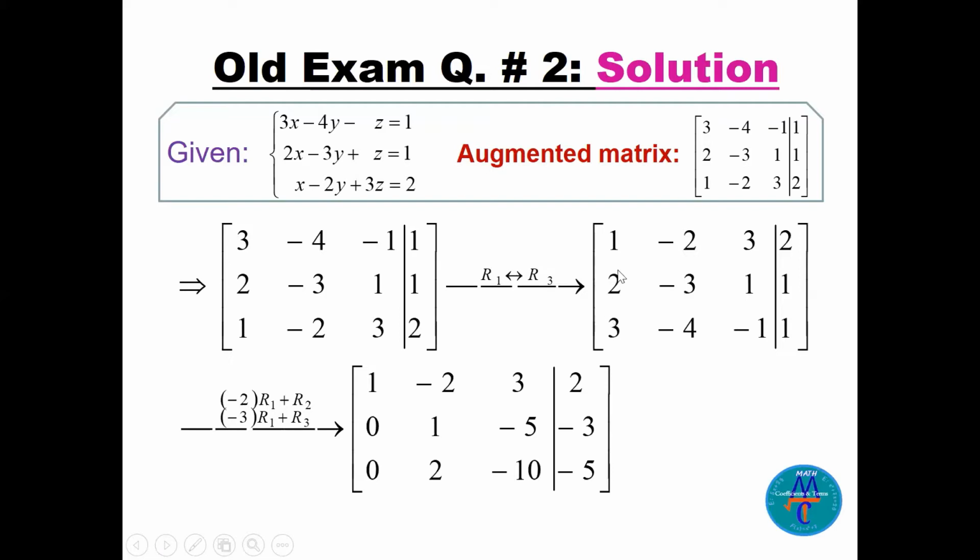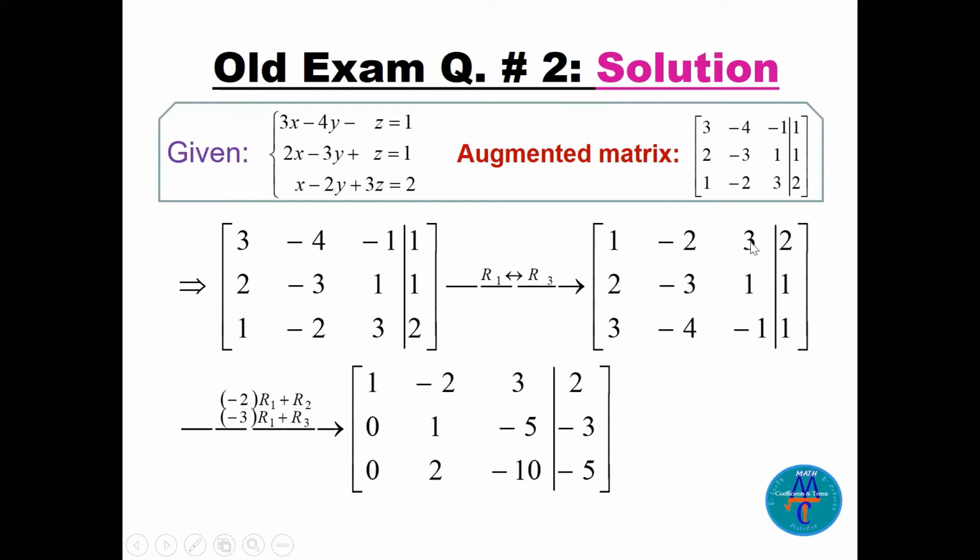1, use it to change this 2 to 0. Use this 1 to change this 3 to 0. So I can multiply row 1 by minus 2, all of row 1. So it will be there 0. Minus 2 times minus 2 is 4. With the minus 3 becomes 1.